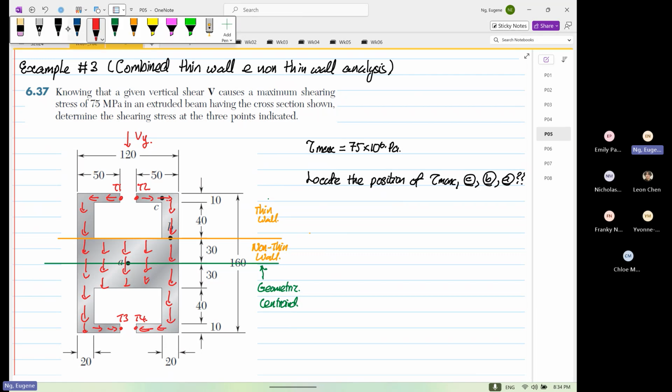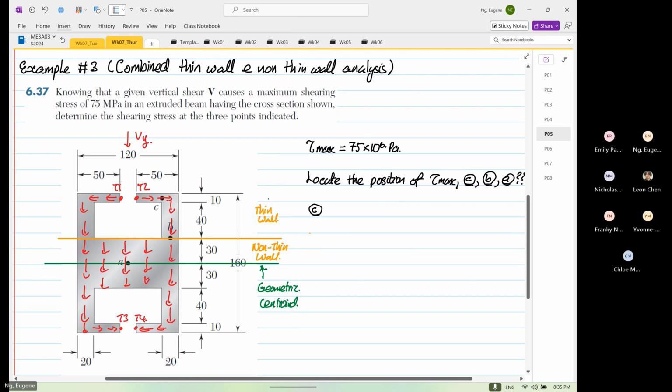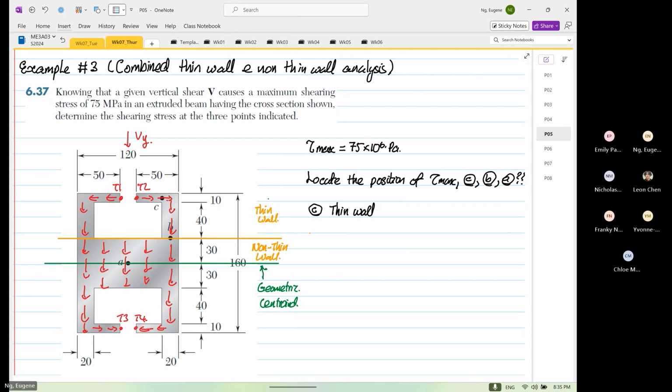So we know that for point C, it is a thin wall and it's under wide flange. And we only have Q, right? Because terminal 1 and 2 are not connected, they are independent, right? So it's only Q that we have to consider, okay? So the Q at point C, so it's width, depth, y bar.